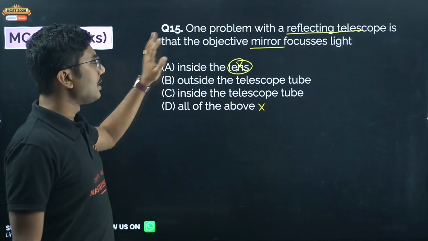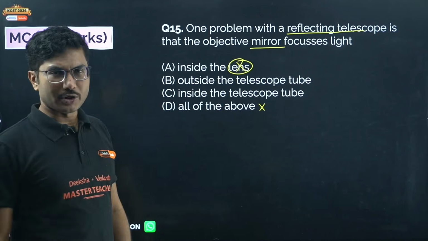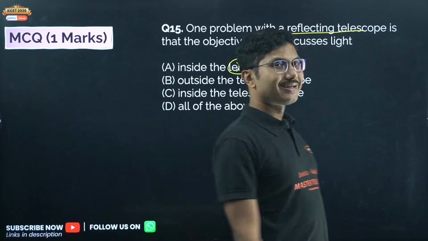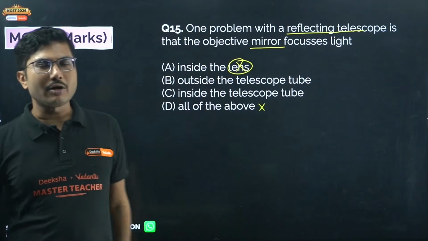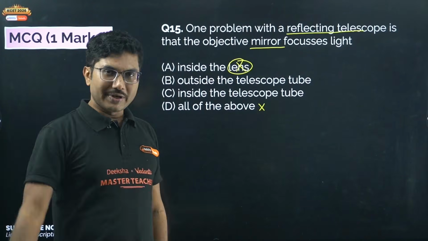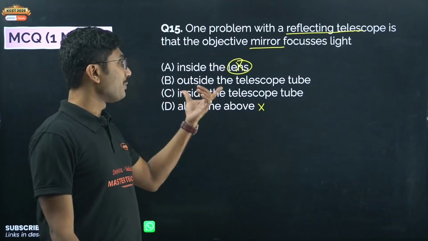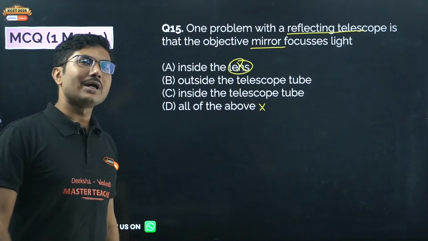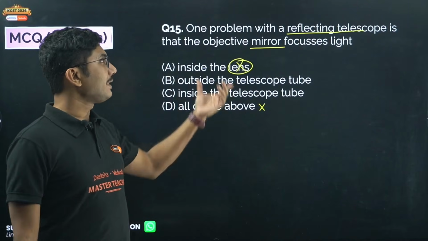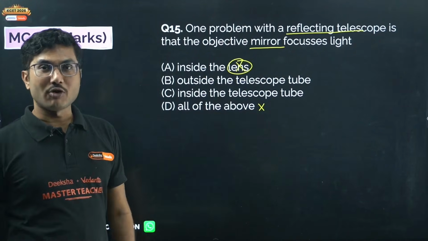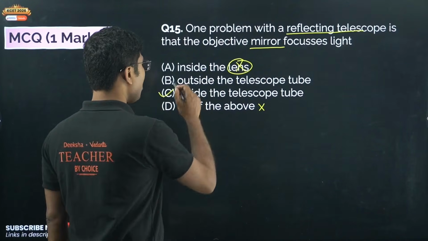Now if the image is formed outside the telescope tube, then we can place a screen, or we can extend the tube if required, and we can observe a very good image. But if it is forming inside the telescope tube, then we have to use some special techniques. Okay, so that's why this is a problem, that the image is formed inside the telescope tube, not outside.